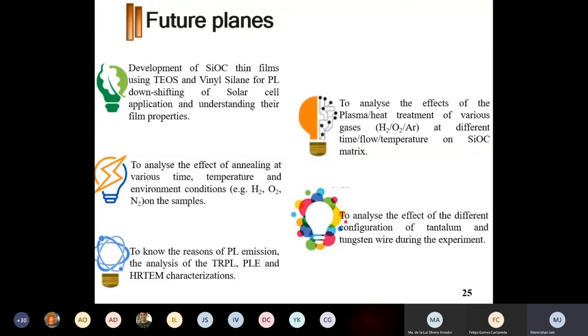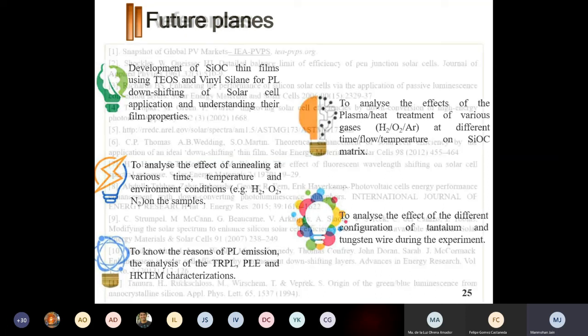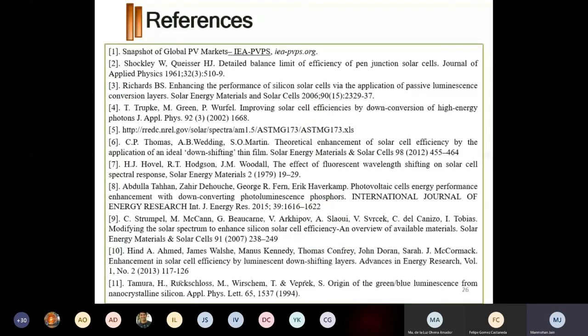Besides it, it is also necessary to analyze the effect of different configurations of tantalum wire and tungsten wire, like a zigzag kind of configuration or a circle kind of configuration. And to know the PL emission, it is necessary to do more analysis like TRPL, PLE, and HR10. These are the references of my work.